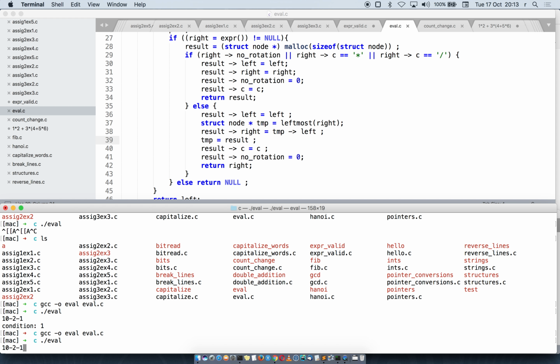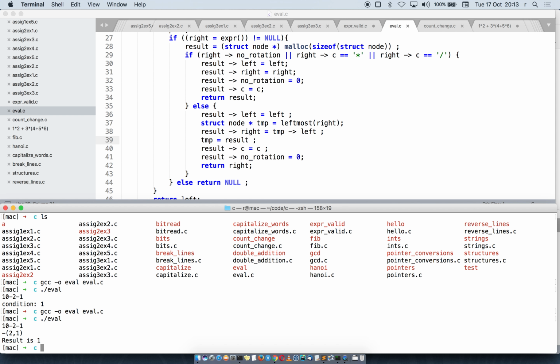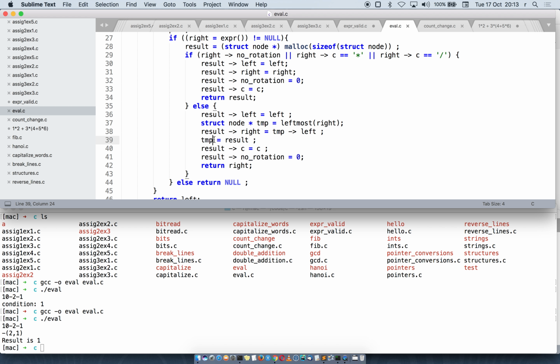10 minus 2 minus 1. Let's make sure that now we're losing completely the 10. Result right, TMP left. Why did I say TMP equals result? TMP left.